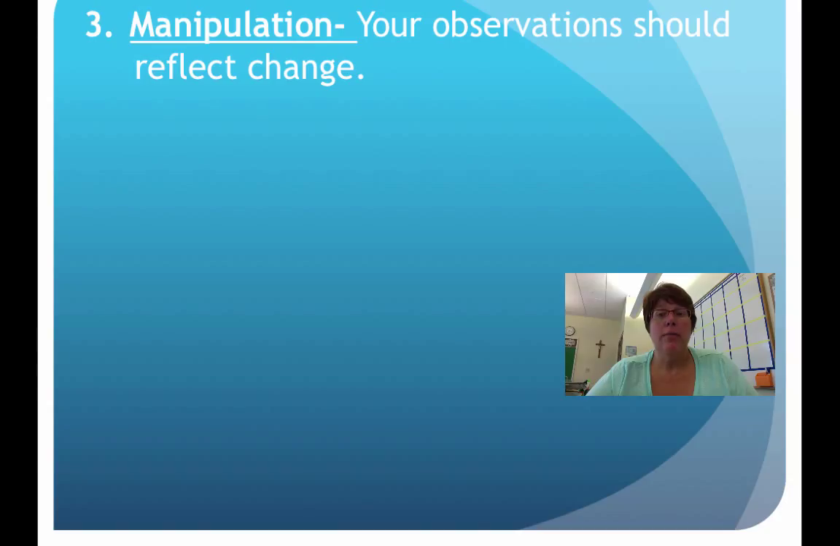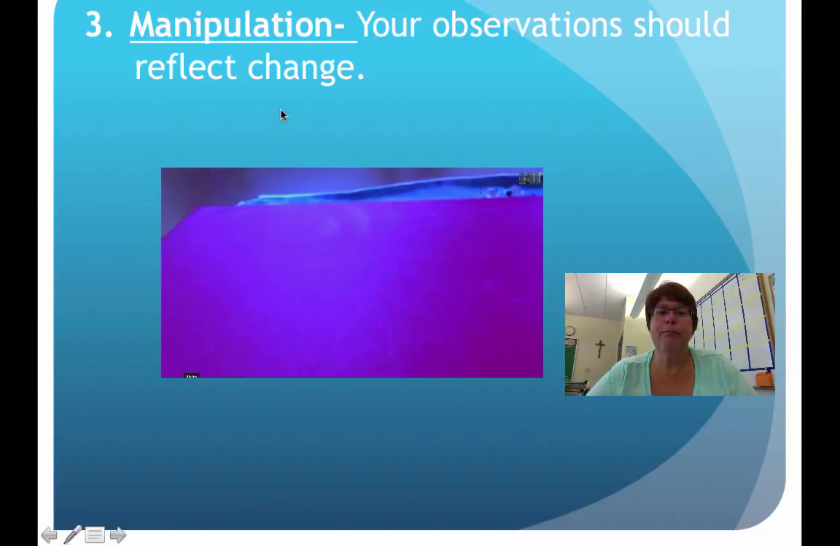Manipulation. Your observations should reflect some sort of change. Think about your parents. A lot of times they tell you no when you want to do something, so you want to change their mind. So what do you do to get them to change their mind? You give them all kinds of reasons and examples of things in order for them to change their mind. When you're doing an observation, you need to look at it from more than one angle so people can understand the differences in the different parts of the items.